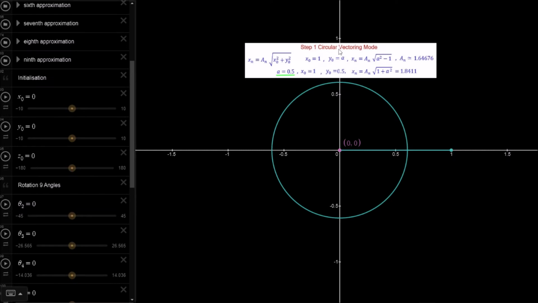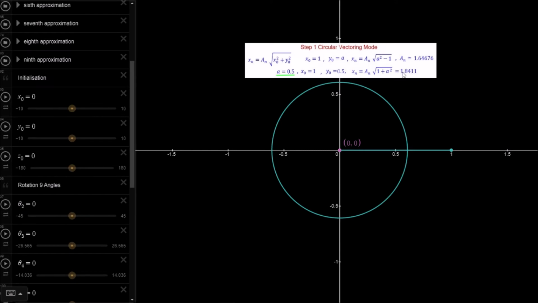So let's see this example first of all, and then we'll move on to the rotation mode. In this example, we're using circular vectoring mode. We're going to look at two different outputs. One is a value for our xn, which is going to be the square root of x0 squared plus y0 squared. That's going to be one of our outputs, and it should be approximately 1.8411.